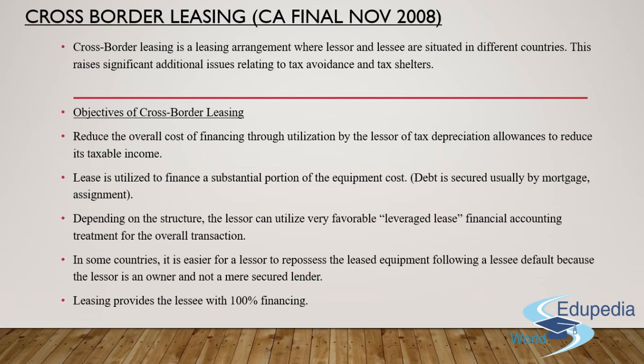Debt is basically secured usually by mortgages and assignment, wherein the same is being provided. And depending on the structure, the lessor can utilize a very favorable leverage lease. Remember, guys, I told you about leverage lease in my first presentation, wherein a third party is also involved, which is the lender. That is the bank which usually finances that particular asset. So the same can be taken care of in cross-border leasing as well. Let's suppose I'm in India and I contact my bank as HDFC Bank and I'm supposed to provide the asset to a person based out in England. That person will also contact HDFC. Then what's going to happen?